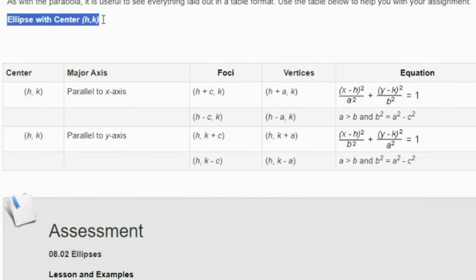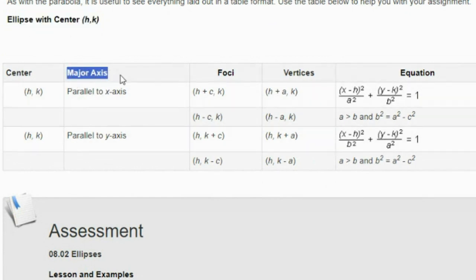Ellipse with center (h, k). All right, so here's the center. If the major axis is parallel to the x-axis, that means it's a horizontal ellipse. If it's parallel to the y-axis, it's an up and down ellipse.